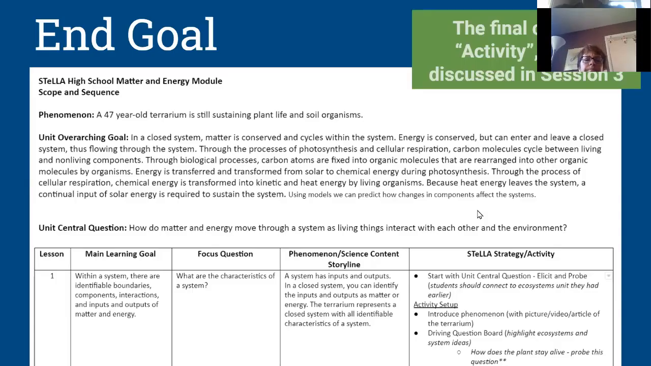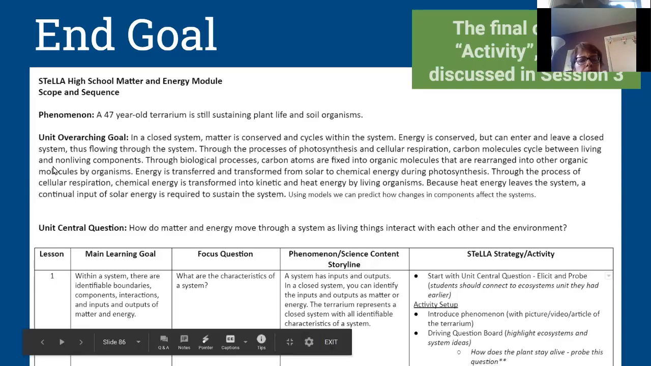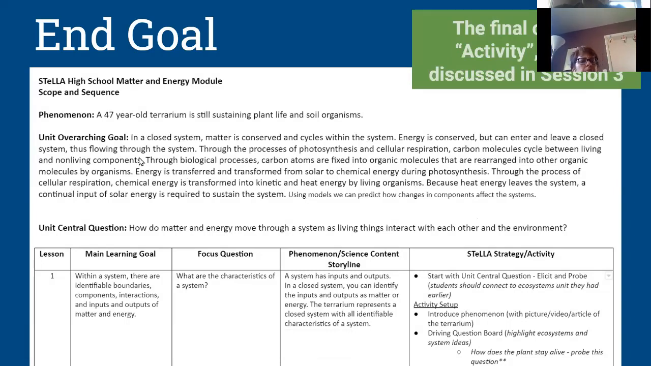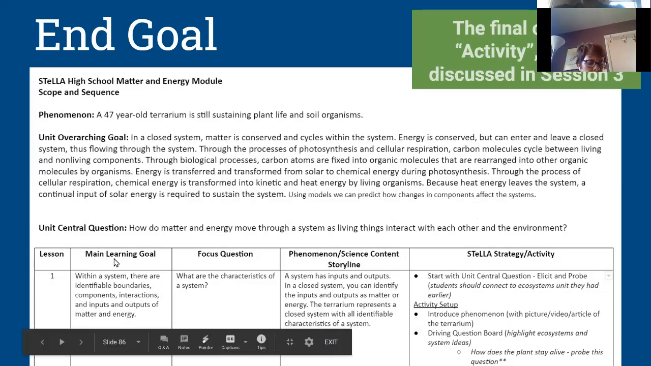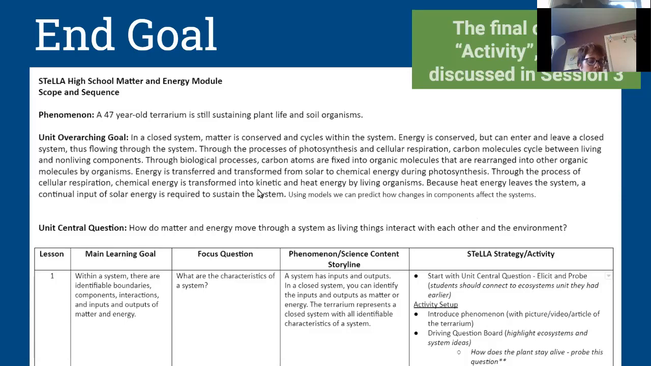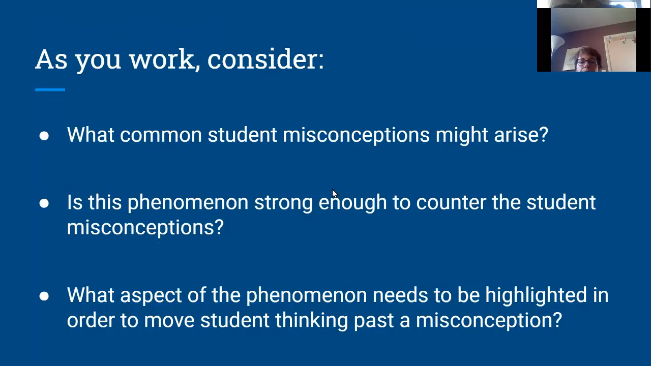Now, our end goal of this is to lay out something that looks like this. We have a phenomenon. We have the unit overarching goal, what students should be able to say at the end. And then for each lesson, we've laid out what they need to know, what question they're going to answer, how they're going to build onto the content storyline, what we're going to talk about tomorrow, and the activities they're going to do to get there. So we're not going to do this today, but this is our end goal, and this is what we're looking for when we are trying to find unit-based and anchoring phenomena.